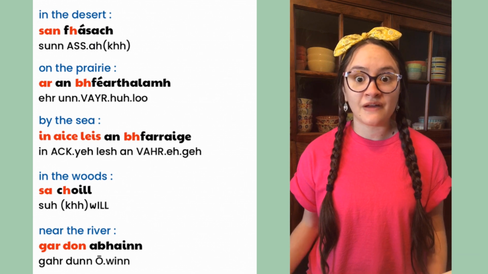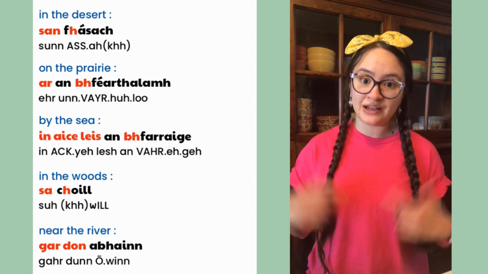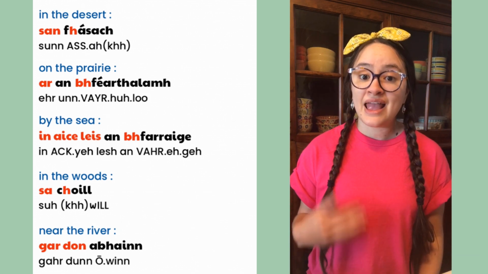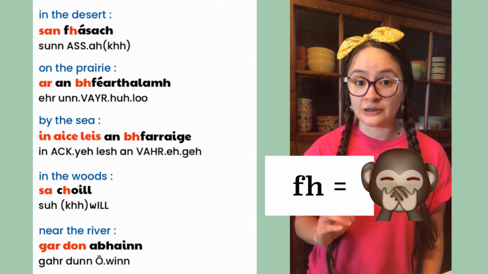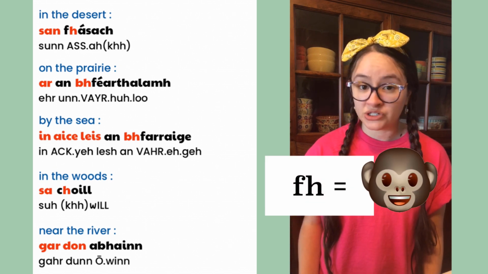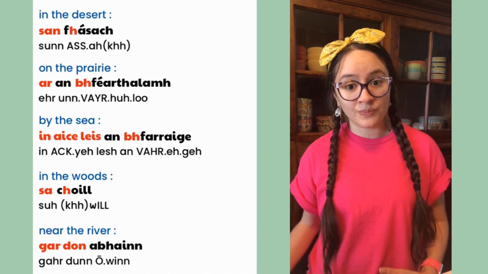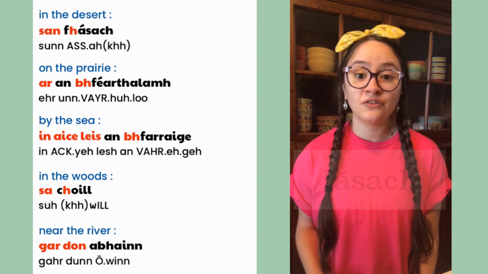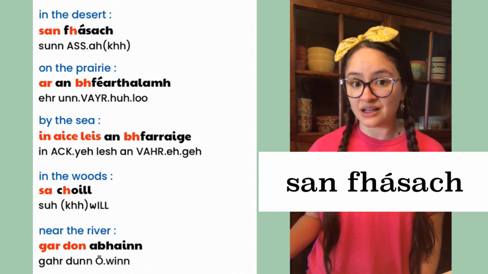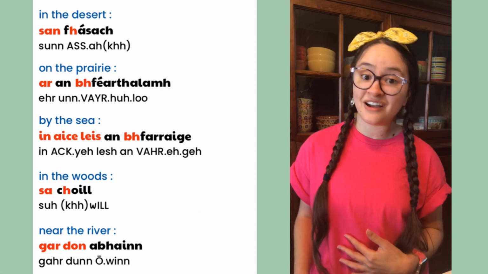You might remember from my video on Lenition, which I'll link down below, that FH is silent. So it's almost as if the word begins with a vowel. Sanasach, fhuasach, sanasach. Next, on the prairie.